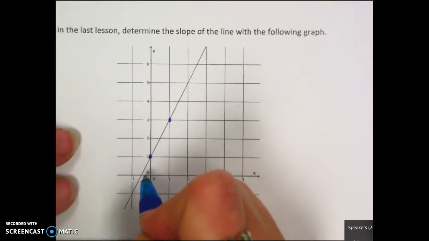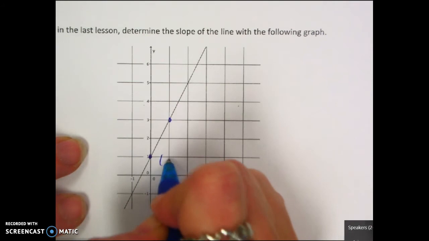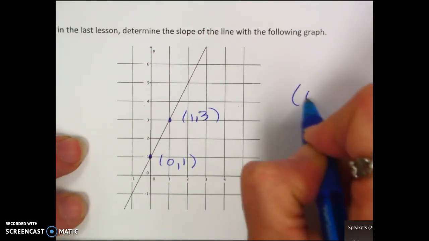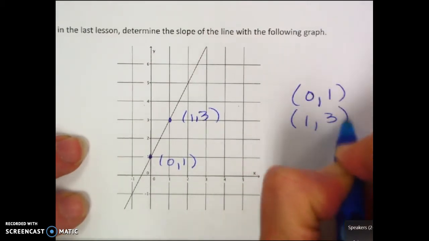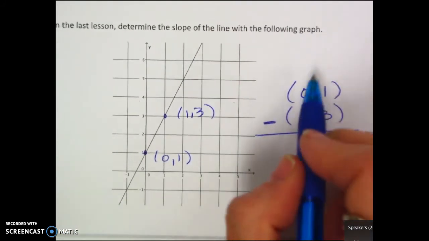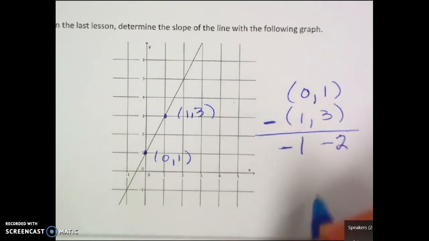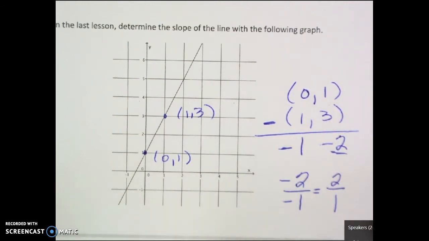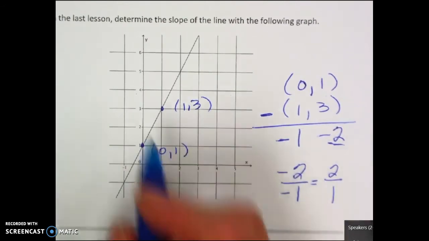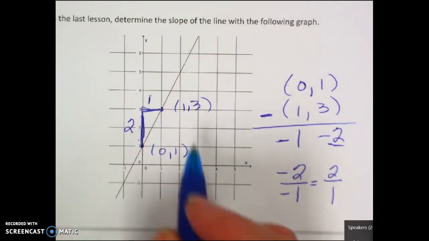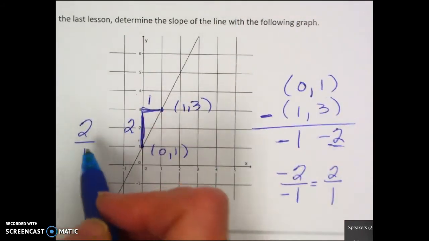This is the point 0, 1, and this looks like the point 1, 3. So I'm going to write my 2 points over here. I'm going to subtract them. 1 take away 3 is -2. 0 take away 1 is -1. This one goes on top, so I have -2 over -1. Two negatives should simplify to be positive, so I have +2 over +1 or just +2. Looking at my picture, I had to rise 2 and run 1, which is a slope of 2 over 1. I'm going uphill, so it's positive.